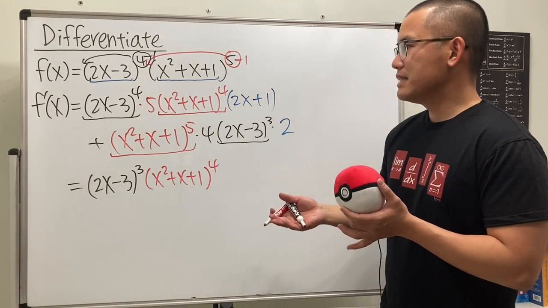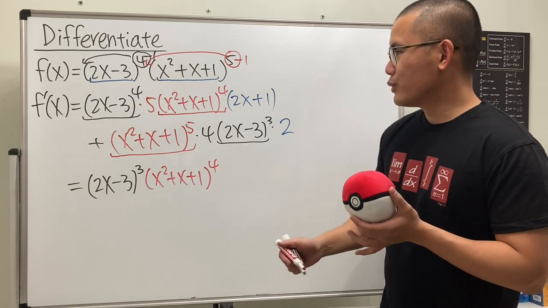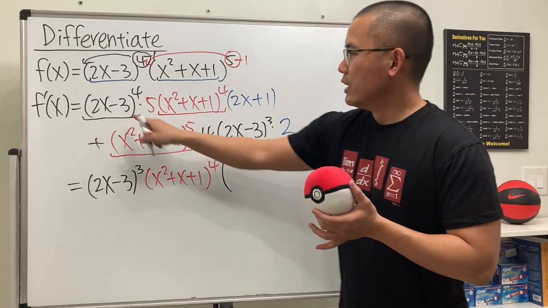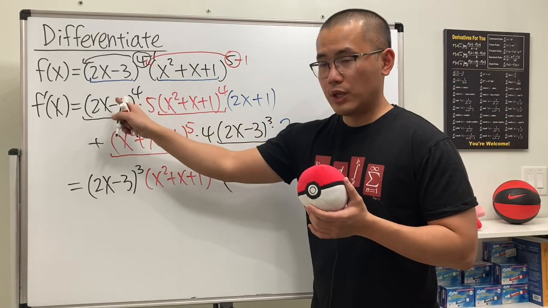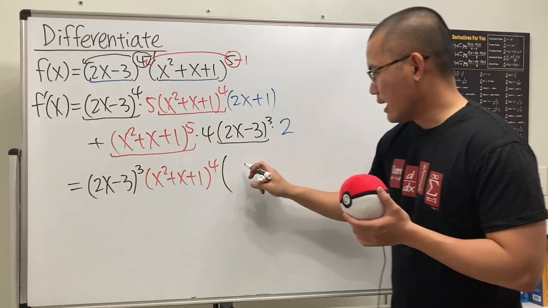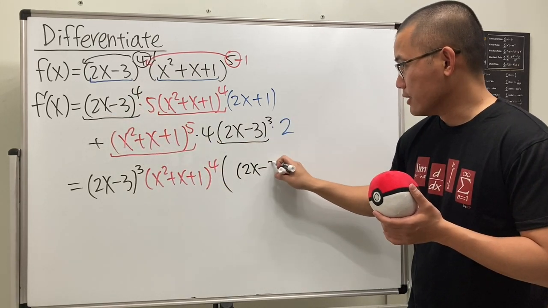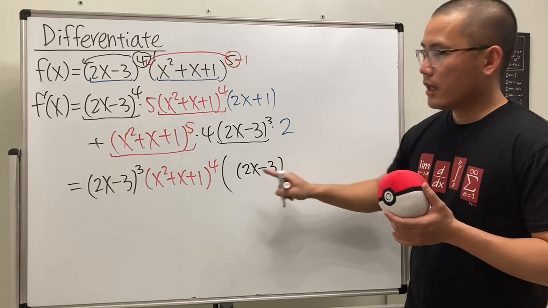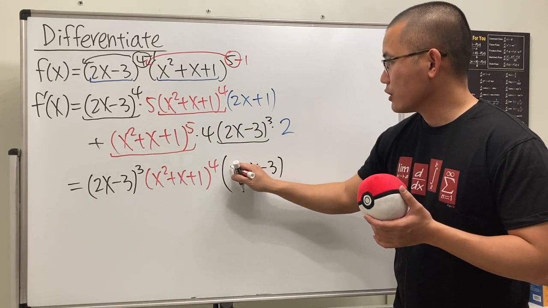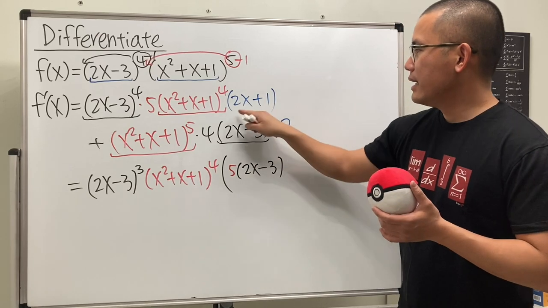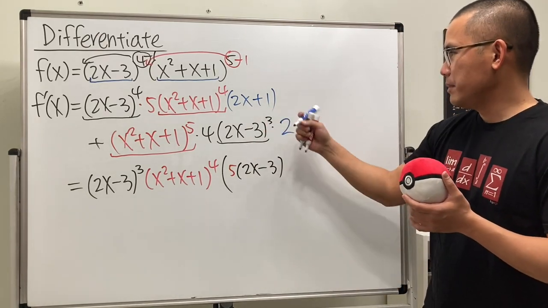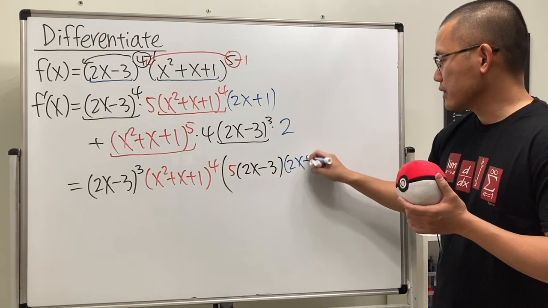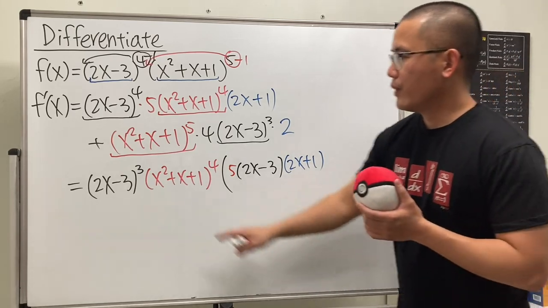Other than that, that's it. So I'm just going to write down the rest in a big parentheses. Remember, we took out 3, so right here we have one more factor. So we'll write down parentheses 2x minus 3 to the first power. And then here we have the 5, so I'll just put it down in the front. And then here we have this factor, so I was still keeping blue, which is 2x plus 1. And then we add.